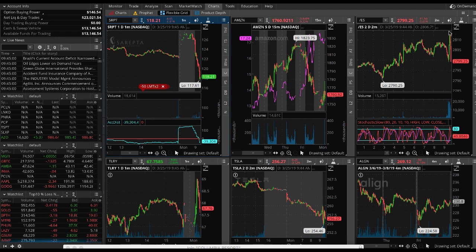Hey guys, check this out. Beautiful move on the S&P 500. So really nice trading environment right now for shorting.